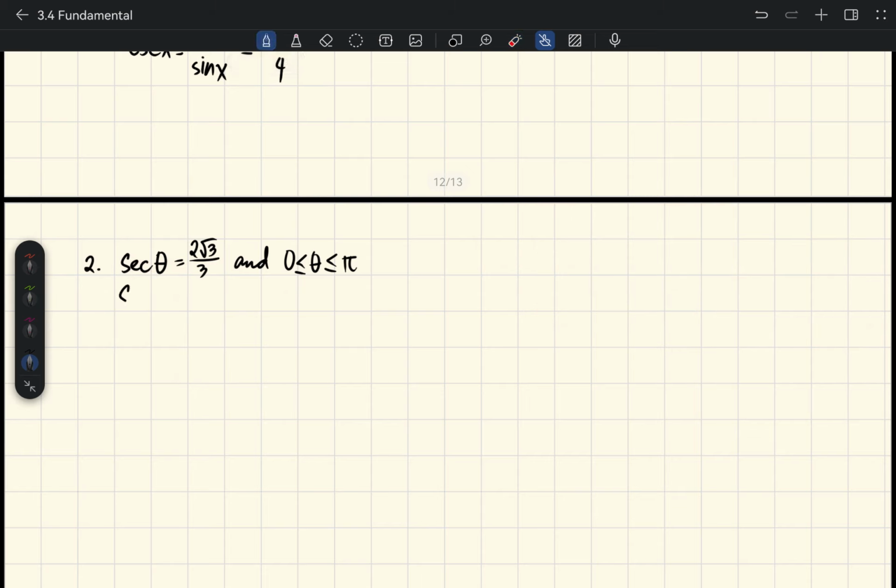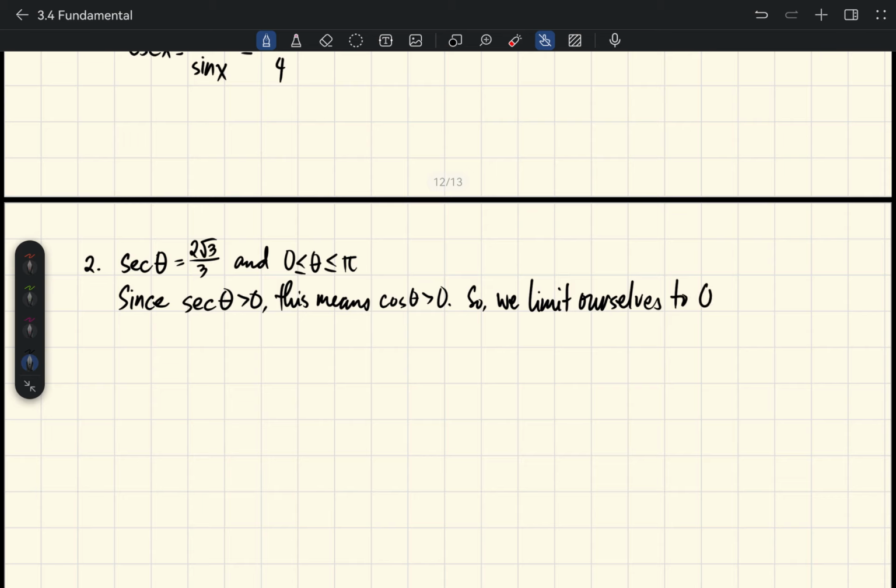So let's write that. Since secant theta is greater than 0, this means cosine theta is greater than 0. So we limit ourselves to quadrant 1.